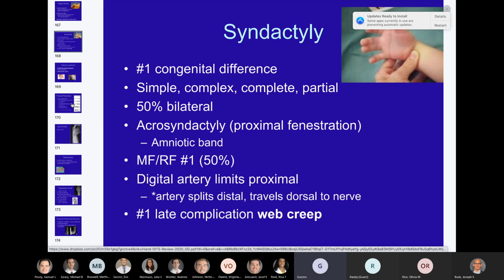Syndactyly, again, number one problem. It can be simple, which is skin only. Complex, which involves bones. Complete to the end of the finger. Partial, not to the end of the finger. Half or bilateral. Acrosyndactyly is where the distal parts are stuck together, but proximally there's a little window or fenestration. That is by definition amniotic band syndrome. Most common syndactyly is ring and small finger. What limits how proximal you can make the web? It's the bifurcation of the artery. And then the number one late complication is web creep.